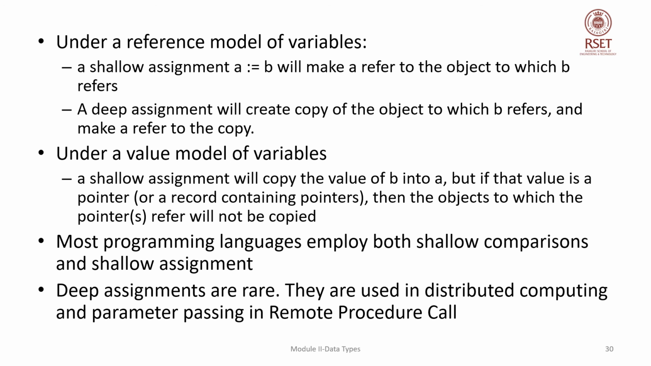There are two models for equality. The first one is the reference model of variables and the second one is the value model of variables. Under the reference model of variables, an assignment like A equal to B will make A refer to the object to which B refers, and a deep assignment will create a copy and B will refer to the copy. Under the value model of variables, a shallow assignment will copy the value of B into A, but if the value that has to be copied is a pointer, then the object to which the pointer refers will not be copied. Most of the languages go with shallow comparisons and shallow assignment. One area where deep assignment or deep comparison is used is distributed computing and parameter passing in remote procedure calls.